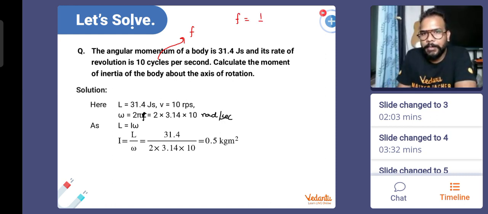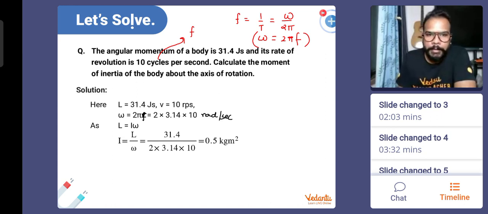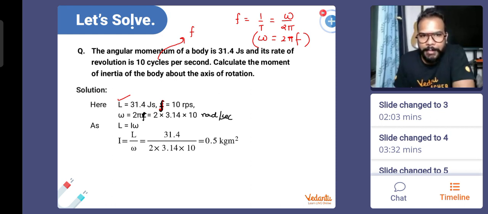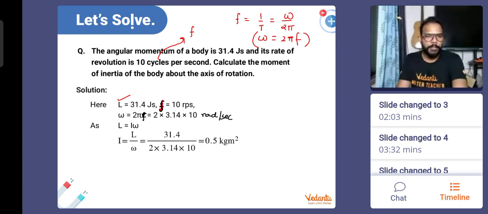So we know that frequency is 1 upon time period, and 1 upon time period can be written as omega by 2 pi. So can I say omega will be equal to 2 pi f? Good enough. L value is given, frequency is given. So we converted and found the value of omega. Omega comes out to be 2 pi f. And we found the value of I as L by omega. L is 31.4. Simplifying this, the numerical value will come out to be 0.5 kg meter square.